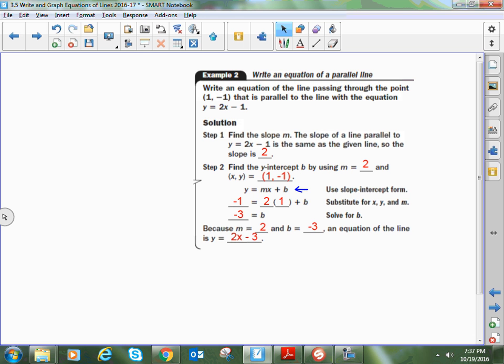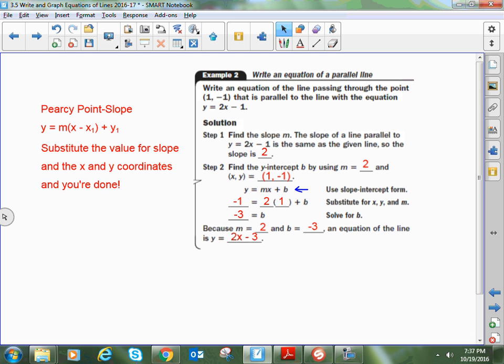Now, if we were going to do it in point-slope form, we don't have to do any algebra whatsoever. We know the specific point that it has to go through, and we already figured out what the slope would be by the fact that they already gave it to us.